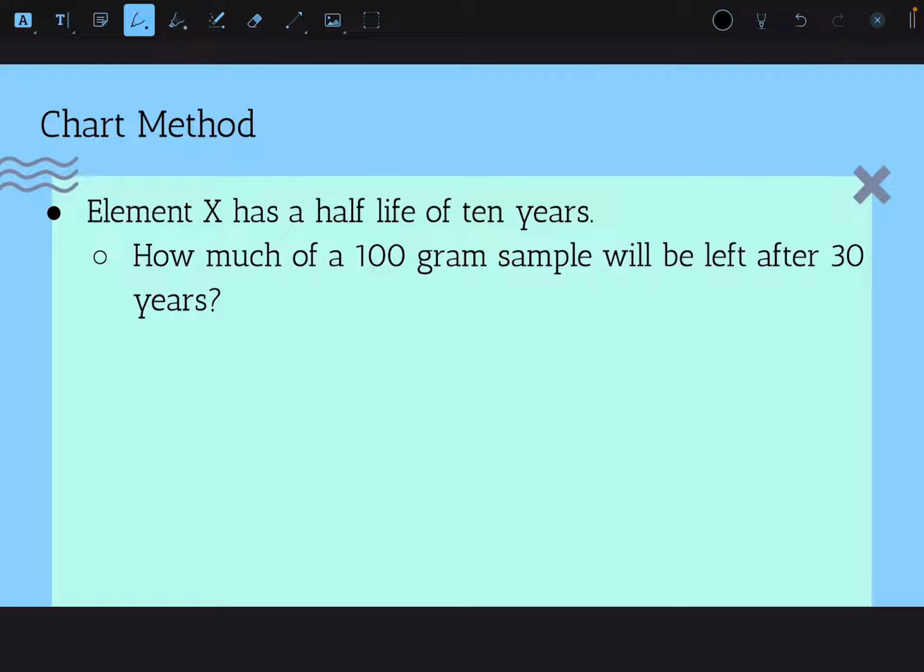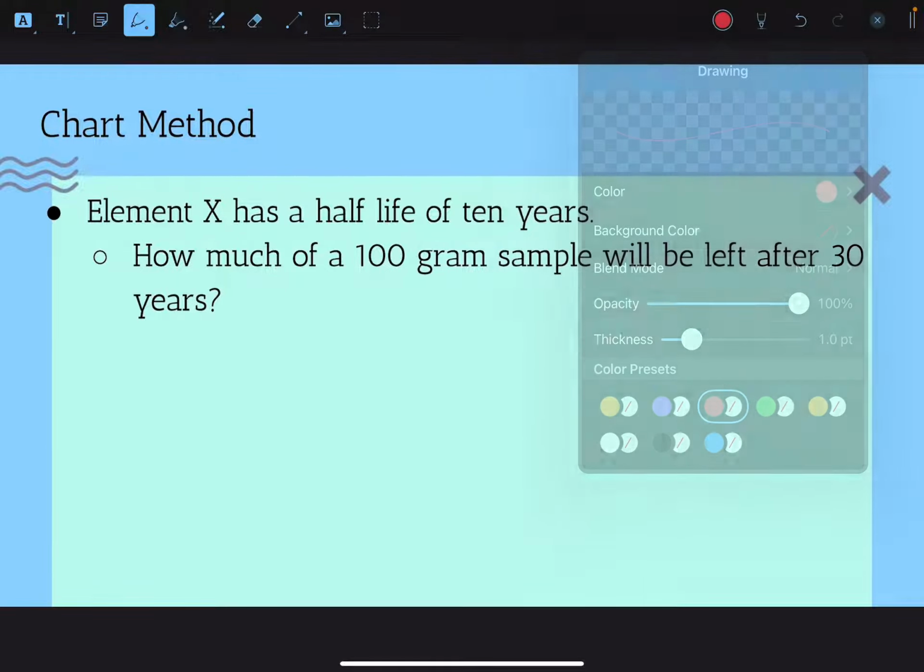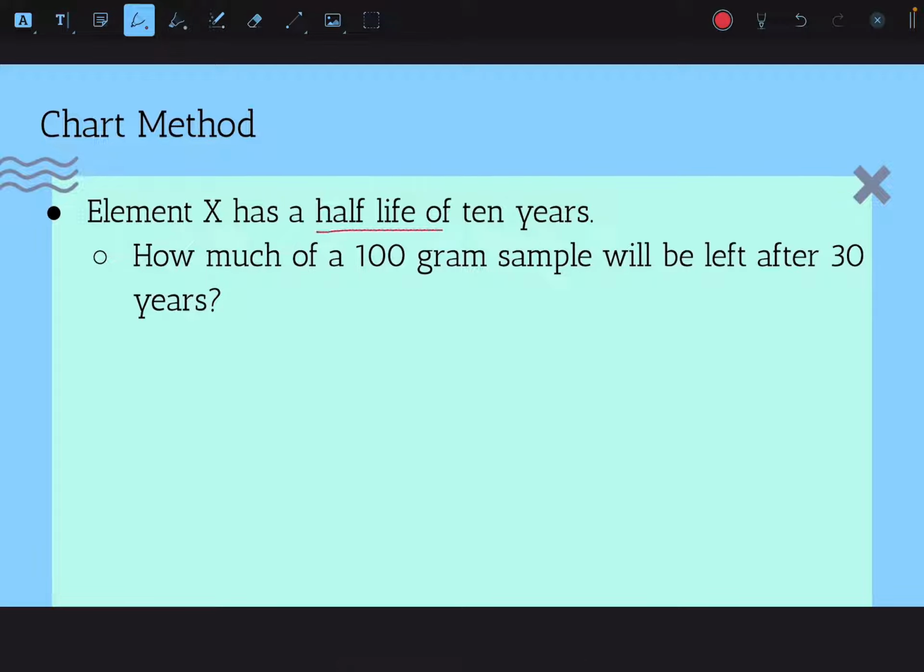This one is the one that students gravitate towards, especially if they have a harder time with math, which is just fine. So how much of a 100-gram sample will be left after 30 years if element X has a half-life of 10 years? So I'm going to go through and identify everything. Half-life of 10 years, that's my half-life. Our sample size is right here, 100 grams, and 30 years is the amount of time that's gone past.